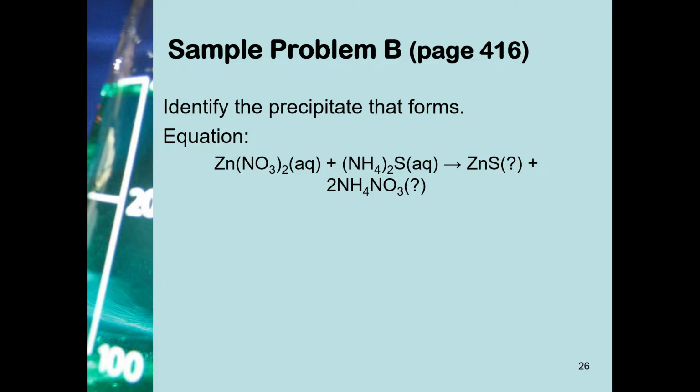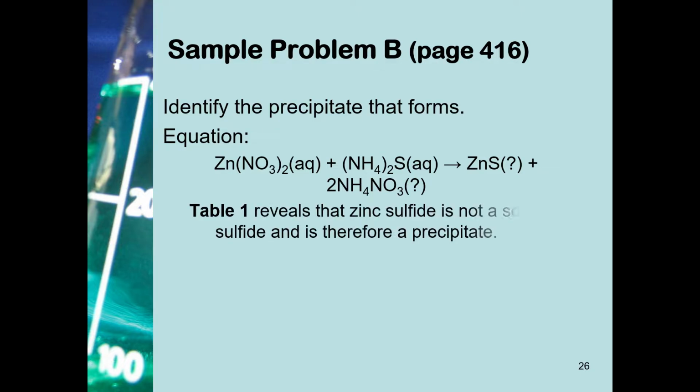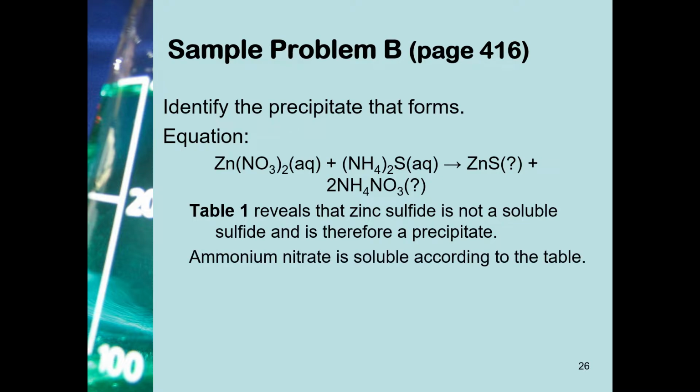We need to determine which one is going to be the precipitate and which one will just remain dissolved in water. So from table 1, it reveals that zinc sulfide is not a soluble sulfide and is therefore the precipitate. So we've identified that zinc sulfide will be the precipitate. So in the place of the parentheses, we're going to put an S for a solid. Ammonium nitrate from the table is also soluble, so it will still remain in solution. So we can put an AQ after that.